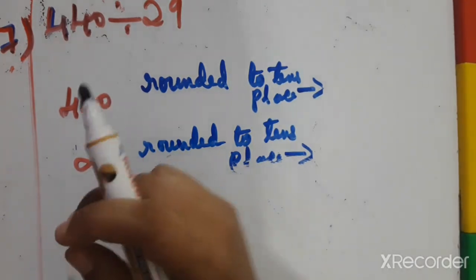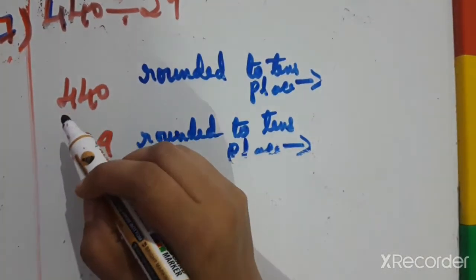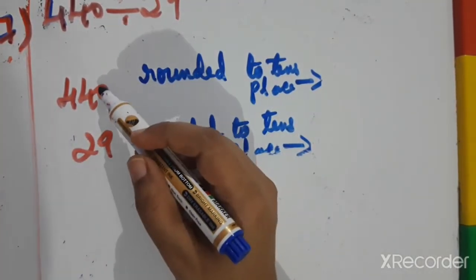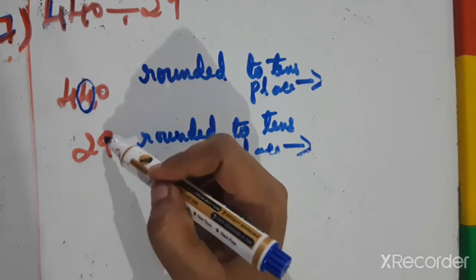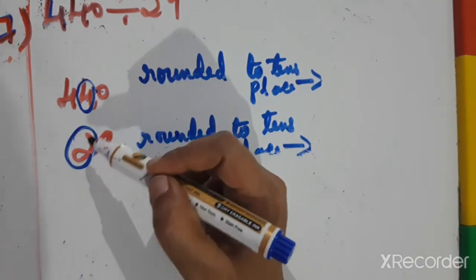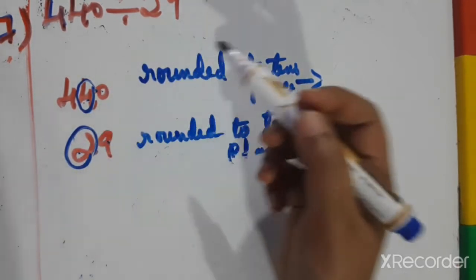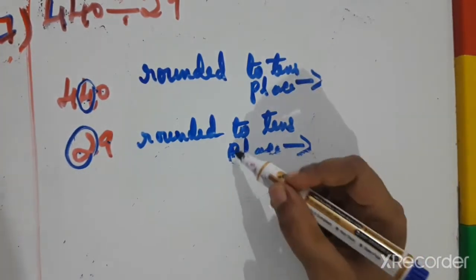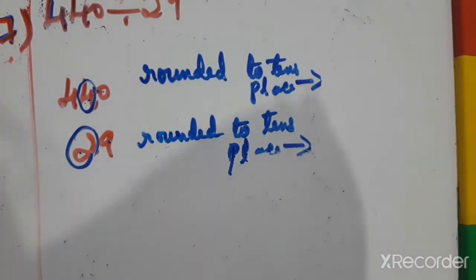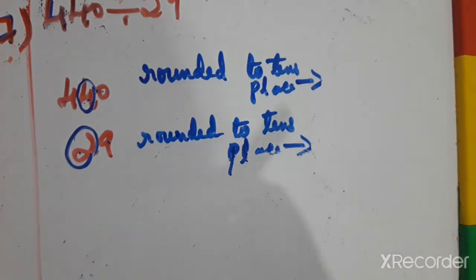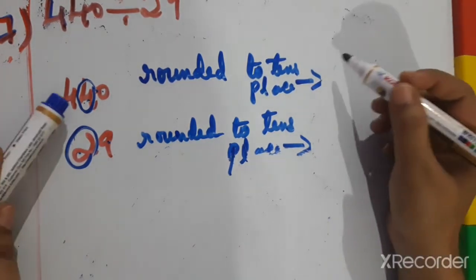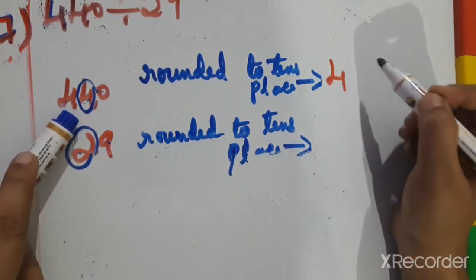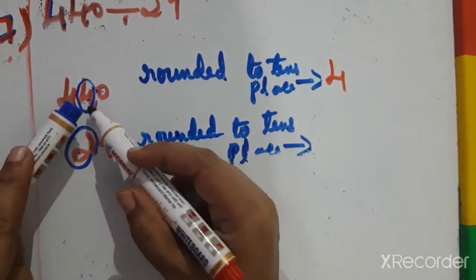Now the 7th one, 440 divided by 29. Here also I am rounding off to the tens place only. Ones, tens, both the numbers in the tens place. Ones, tens means uniformity. Ones, tens, tens place, both the numbers in the same place I am rounding off. Okay. Now 4 remains the same as it is, no changes. The number before remains the same as it is, no changes.